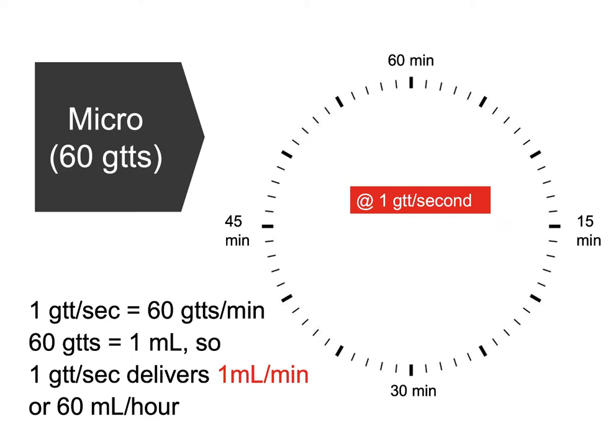So another way to look at it is think about this as a clock representing 60 minutes, and we run this at 1 drop per second rather, 1 milliliter per minute. Over that entire hour, we're going to have delivered 60 mils. If we were to only run it for 15 minutes, we're giving 15 mils, and so on.